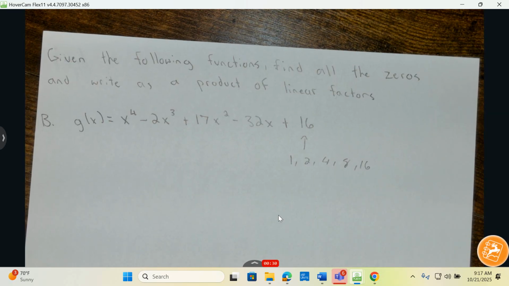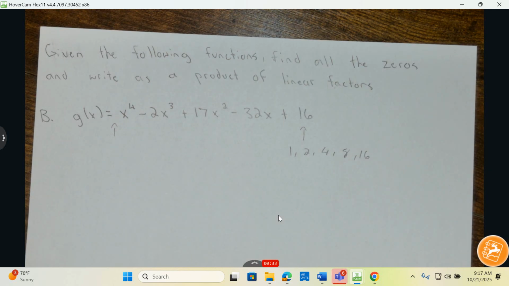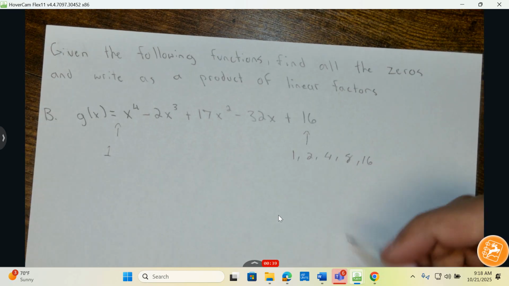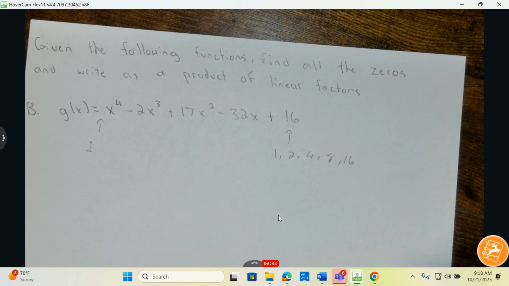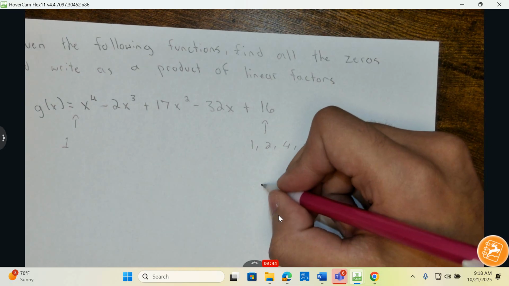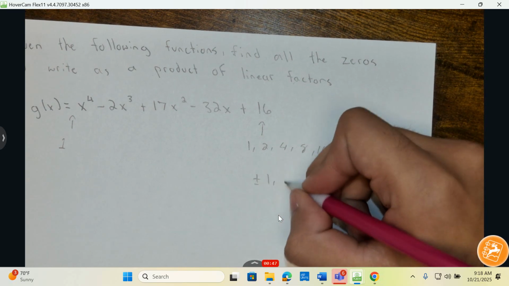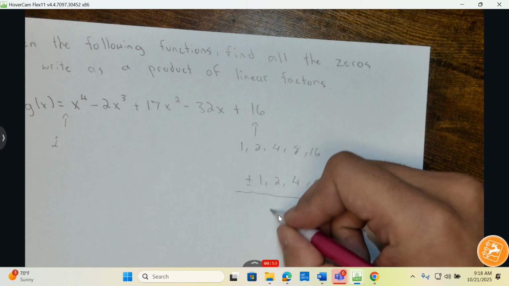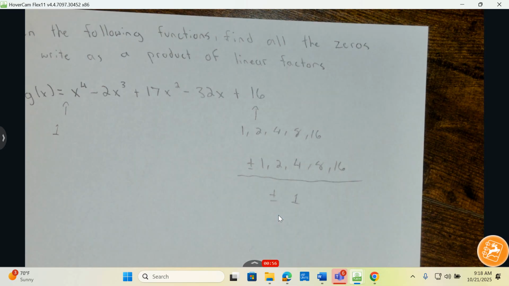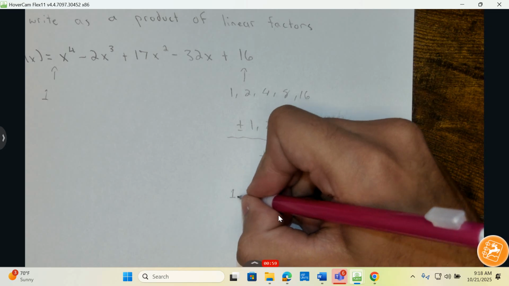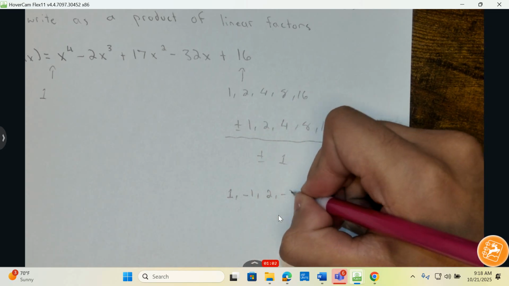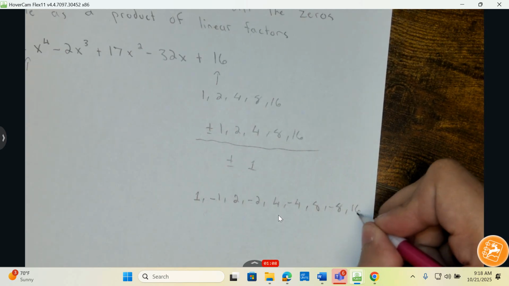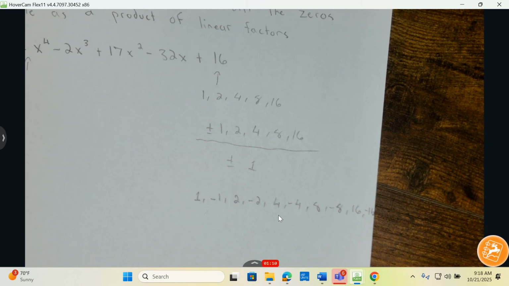And I'm going to want to do the same thing to this guy right here. We all know there's an imaginary 1 in the front, so the factors for that is just going to be 1. From there, we could go ahead and write out our possible solutions, which is going to be positive or minus 1, 2, 4, 8, 16 over positive or negative 1. So that means our possible solutions are going to be 1, negative 1, 2, negative 2, 4, negative 4, 8, negative 8, 16, and hopefully I have space, negative 16.